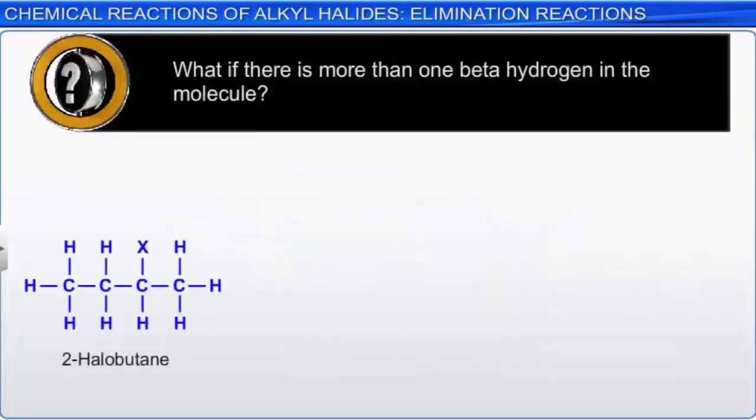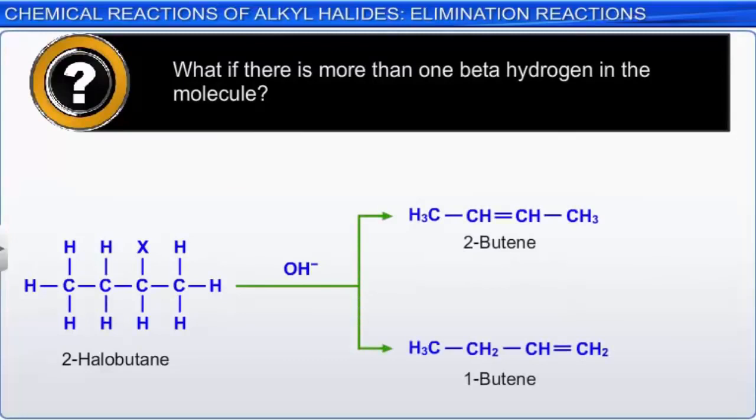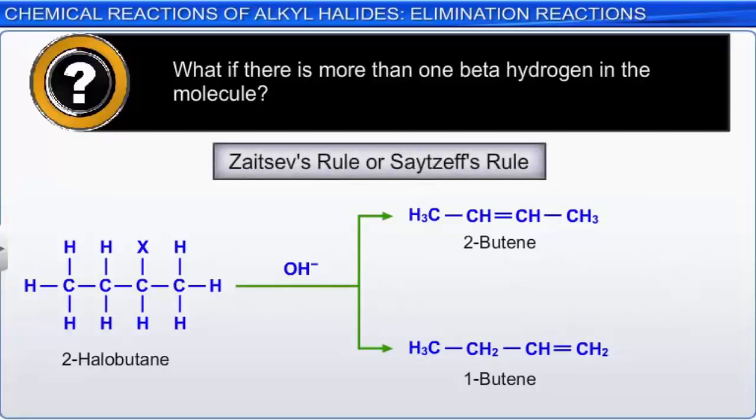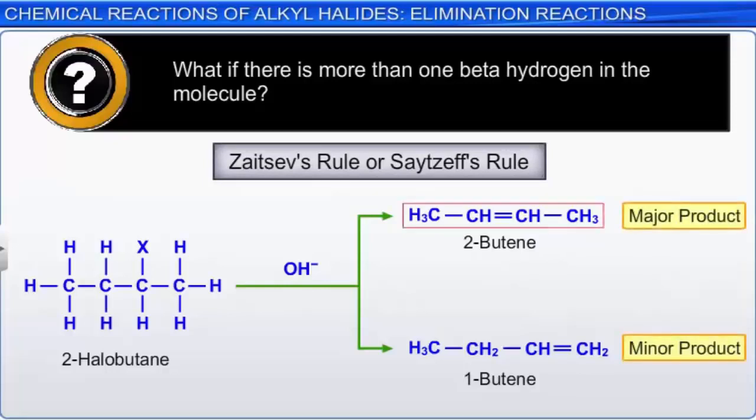What if there is more than one beta hydrogen in the molecule? In this situation, more than one possible product can be formed. In such cases, the major product can be predicted by Saytzeff's rule. According to this rule, in dehydrohalogenation reactions, the preferred product is the alkene that has the greater number of alkyl groups attached to the doubly bonded carbon atoms.